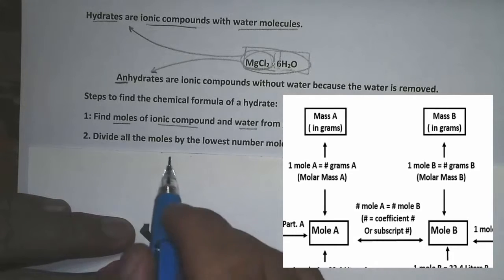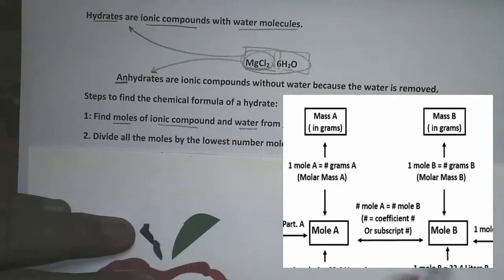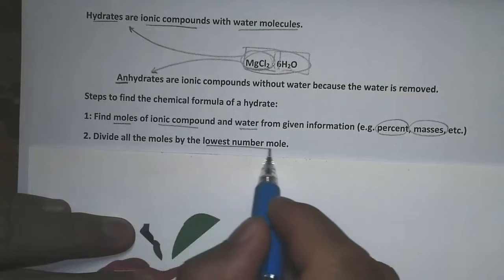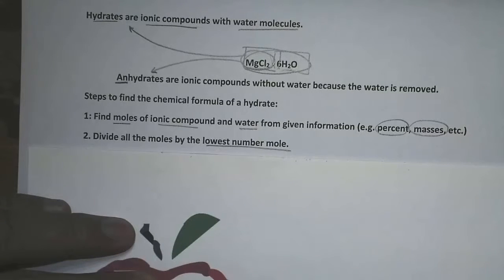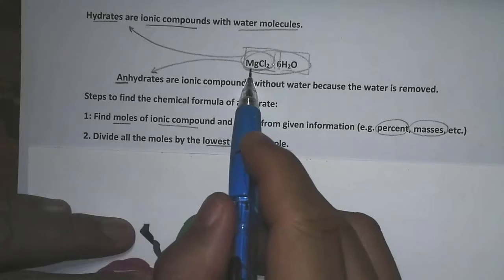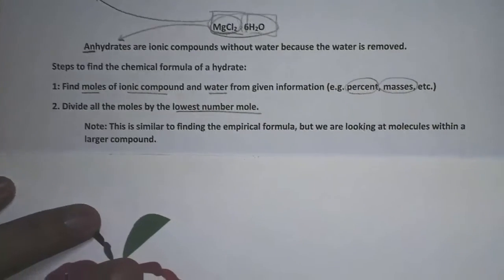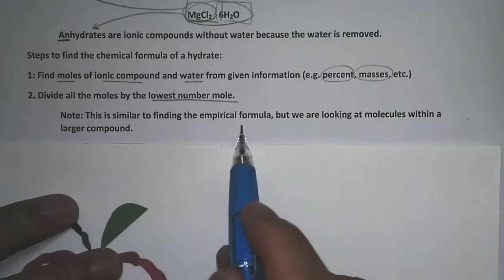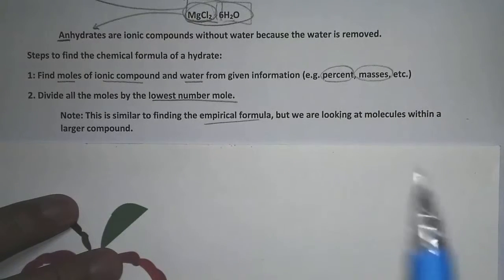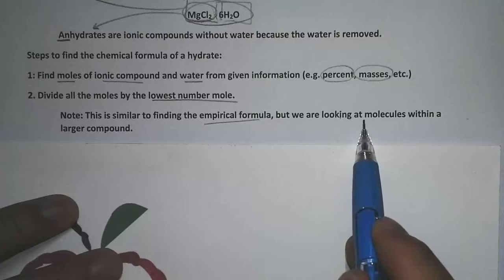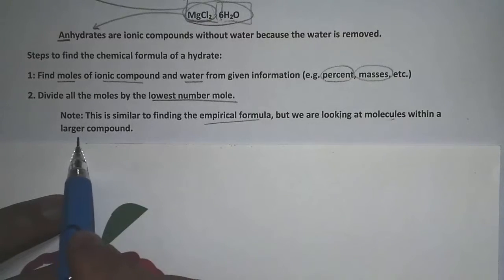And once we get the moles, we make a ratio in terms of mole by dividing by the lowest number of moles. That gives us a whole number of water molecules relative to the smallest number of moles, which is usually the ionic compound. So let's do an example problem together. If you notice, this is very similar to finding the empirical formula. It's just that now we are looking for molecules within a larger compound.